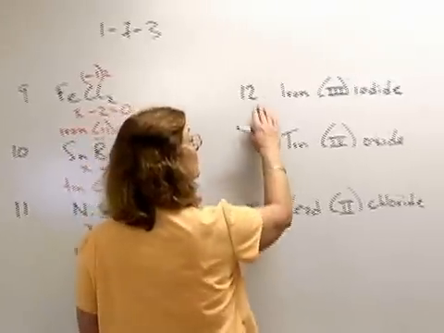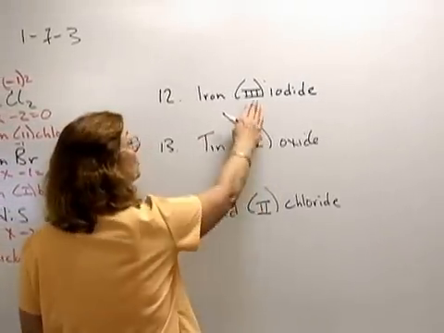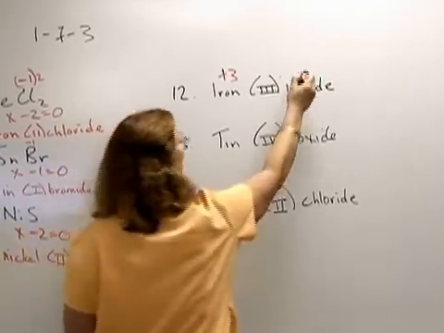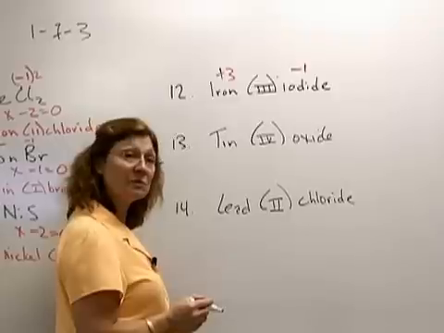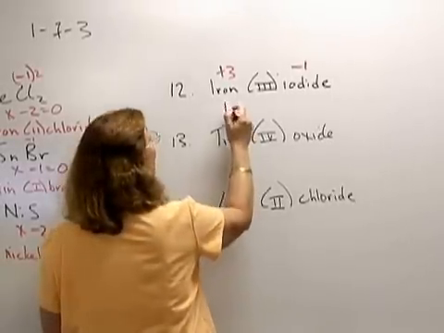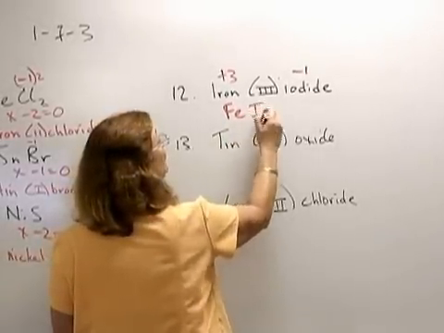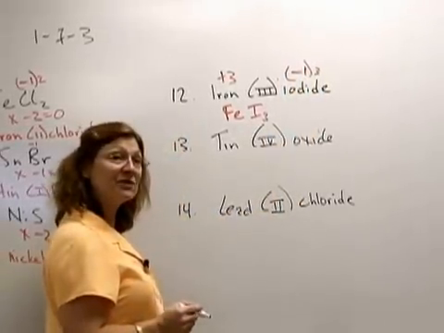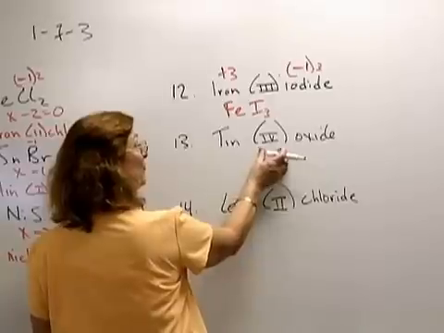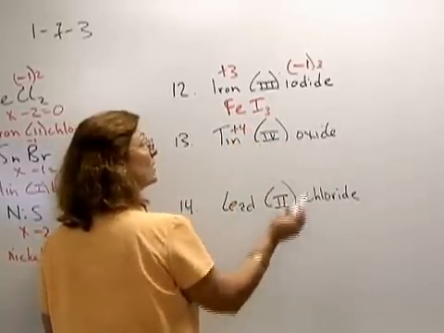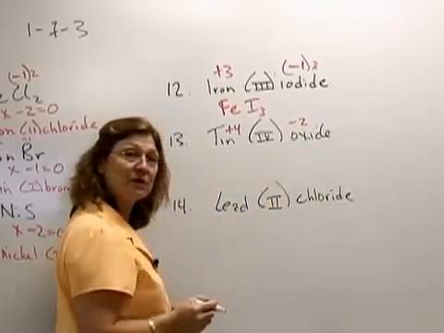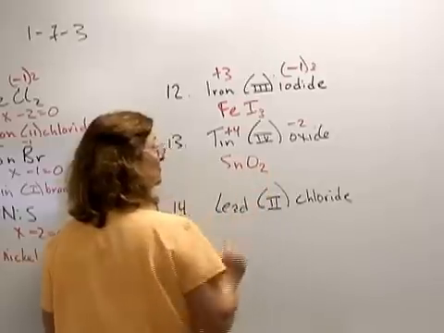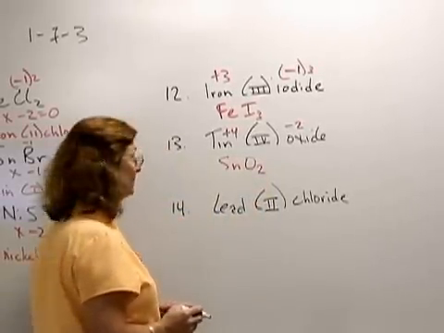In number 12, we're going from words to formulas. This Roman numeral 3 is telling me that iron is +3. Iodine is -1. The lowest common multiple between 3 and 1 is 3. Well, iron is already 3, so I need 3 iodines to get to -3. +3 and -3 is 0. Roman numeral 4 is telling me that tin is +4. Oxygen is -2. Common multiple, 4. SnO2 to get to 0.